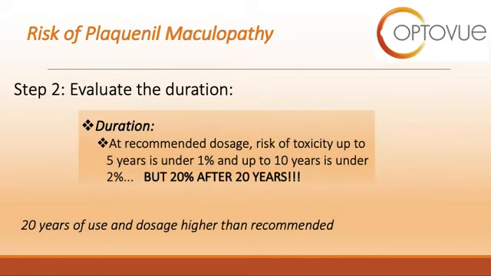The second thing we want to evaluate is the duration, right? We said that the length of use or the duration of usage is a significant risk factor. So again, at the recommended dosage, the risk of toxicity is very, very low. However, after 20 years, it spiked up. Remember though, this young lady is taking a higher than recommended dosage, and she's been taking it for 20 years. So those are two issues that are going to make her risk of toxicity much higher.